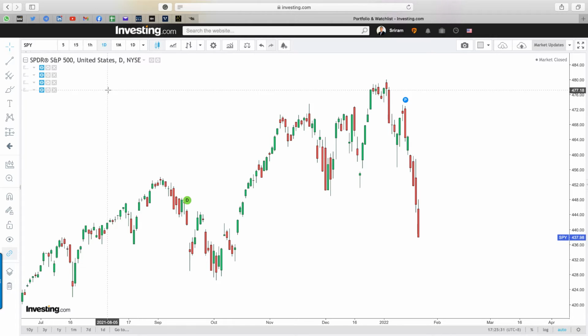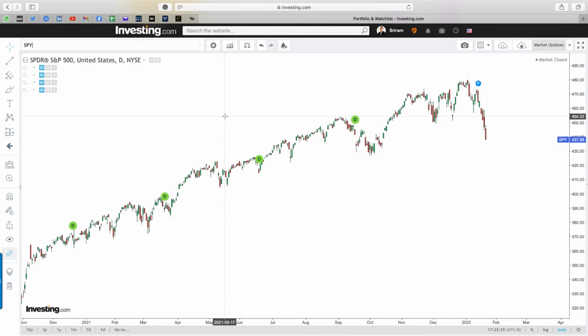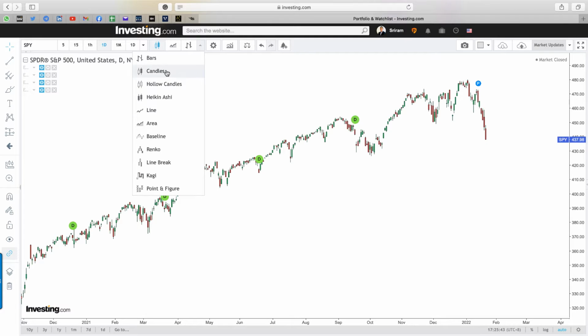Today we'll have a look at the general market update and my comments on the US market. Let's start with SPY, which is the S&P 500. Here's the chart for the S&P 500. Let me make it a simple line.